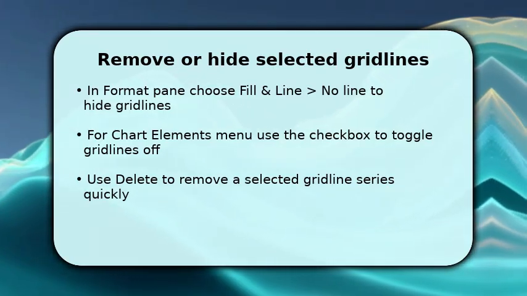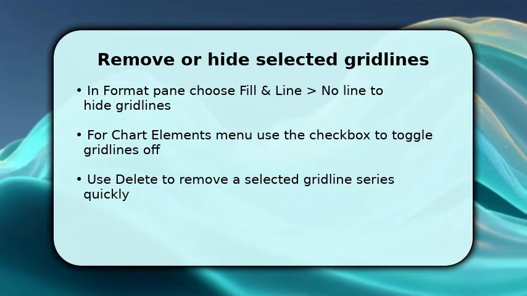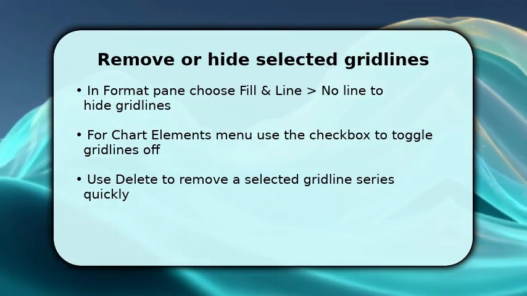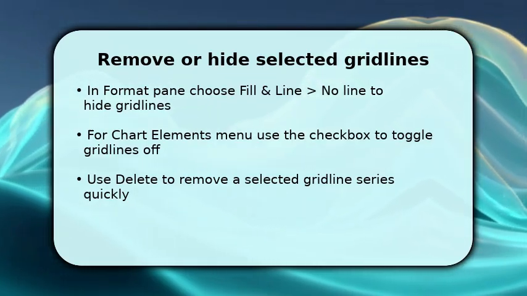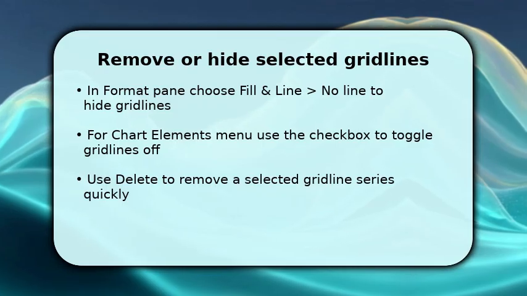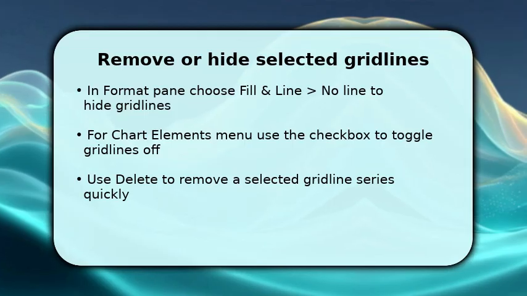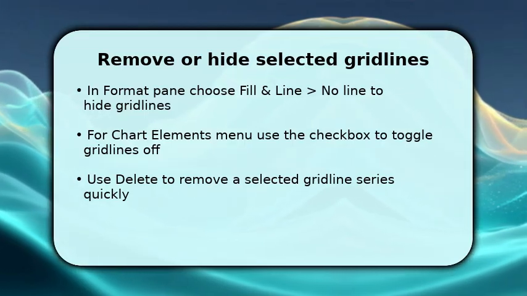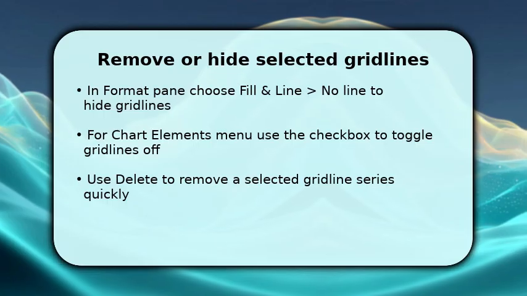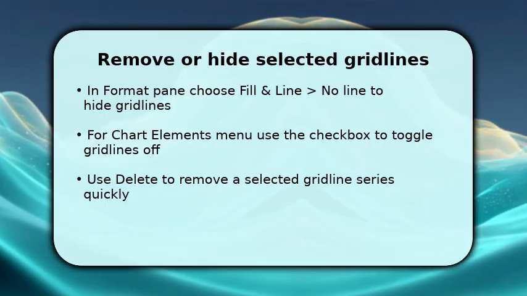Alternatively, click the green Chart Elements plus icon, uncheck grid lines, and both major and minor lines disappear immediately. If you prefer removing the series entirely, press Delete after selecting the grid line series. Excel will remove that layer. Either method is fine. Use no line if you might want to restore appearance later.